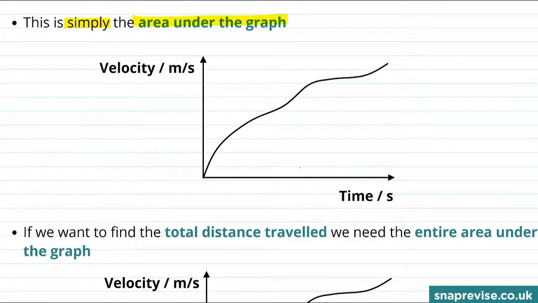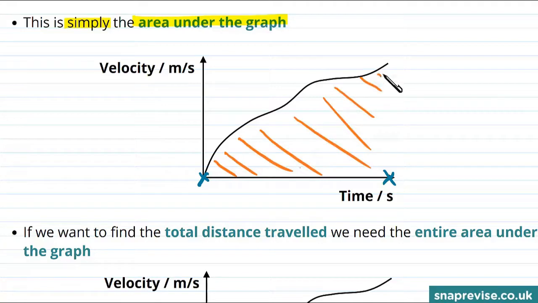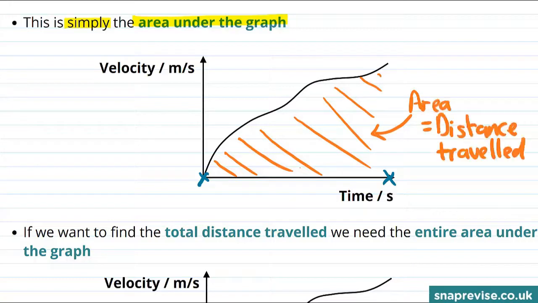So for example, in this graph here, the distance travelled by the object from this time to this time is equal to this whole area underneath the graph. Okay, so we find the area of this graph and it's equal to the distance travelled.